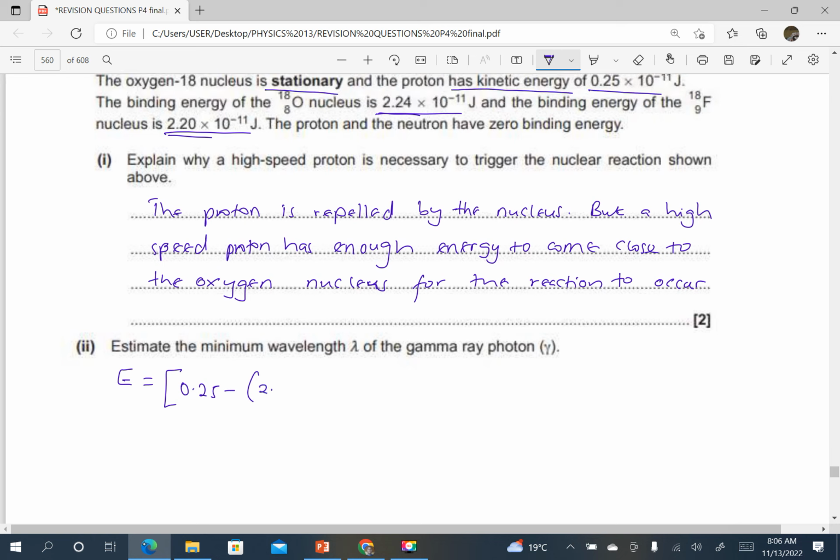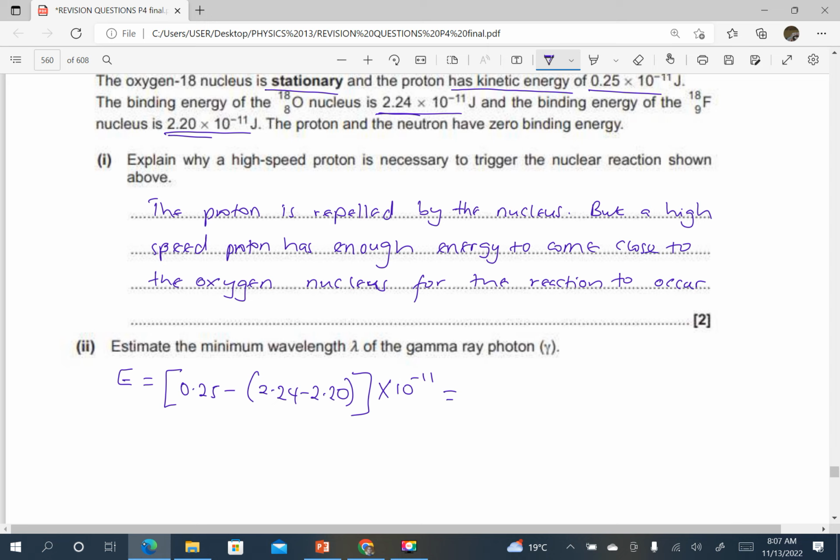which is going to be 2.24 minus 2.20. Of course, this will be times 10 power negative 11. So that is the difference, that is the energy which remains and is given to the gamma ray photon. So the difference in this is used for binding, or is given out as binding energy, or is required to form the fluorine nuclei.